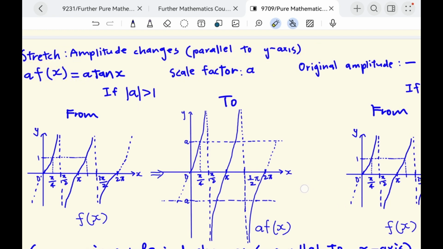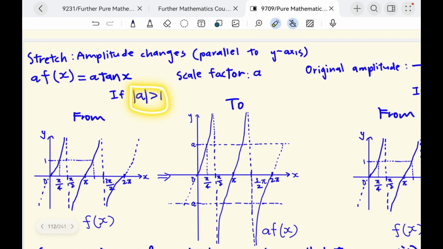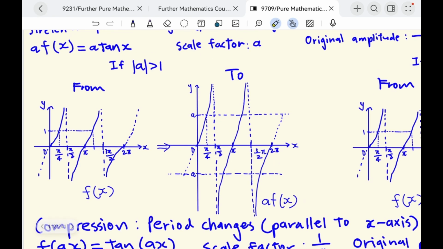This transformation describes a stretch parallel to the y-axis with a scale factor of a. So a has two scenarios. First scenario, the modulus of a is greater than 1. It means that the magnitude of a is greater than 1. Okay? So I give an example. Let's say a is 2, which means that the tangent graph has to be stretched until the value is a.